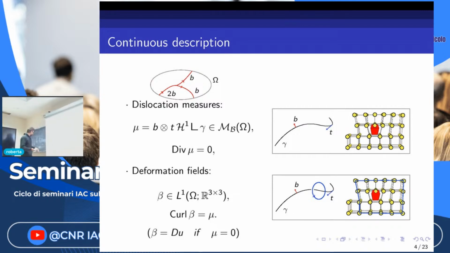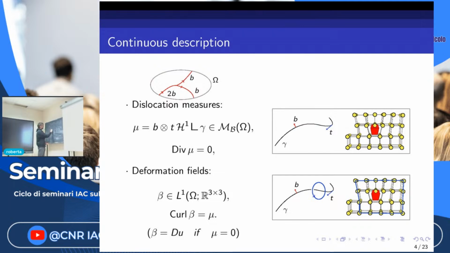How does this act? Of course, if you have a dislocation which is a straight line, let's do an example. For example, if you have a vertical dislocation in the direction e3, with Burgers vector b and tangent vector e3, then we would describe it as b tensor e3 times H^1 restricted to the e3 axis.